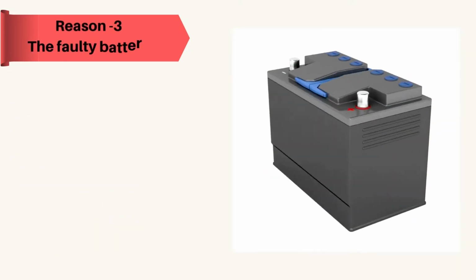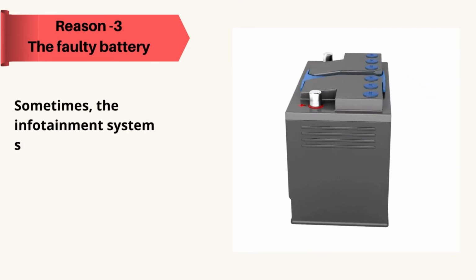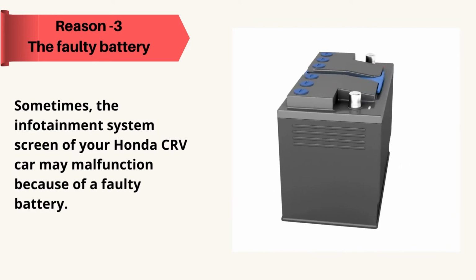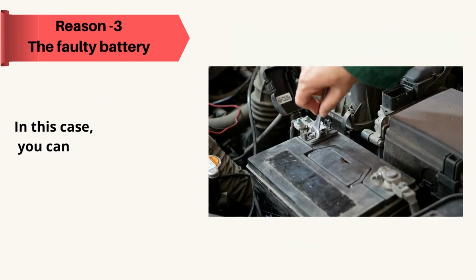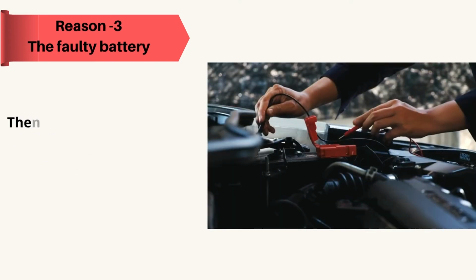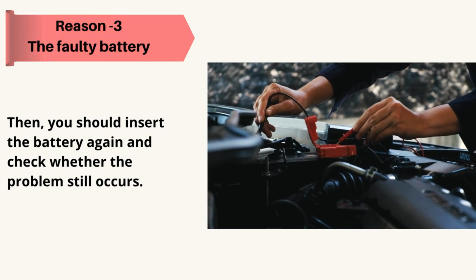And finally, reason number 3, the faulty battery. Sometimes, the infotainment system screen of your Honda CR-V may malfunction because of a faulty battery. In this case, you can disconnect the battery and wait for a few seconds. Then, you should insert the battery again and check whether the problem still occurs.